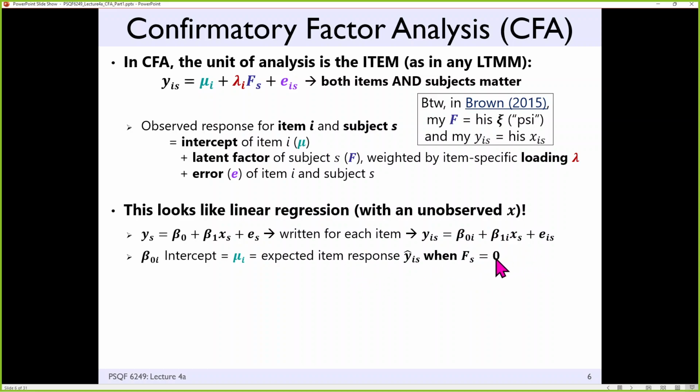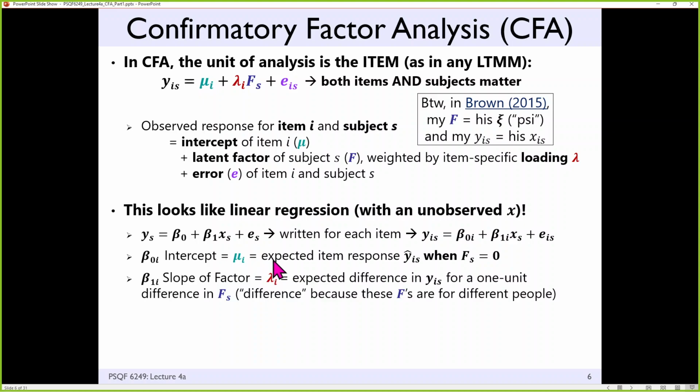Turns out, in most of the models you'll see, we're going to set it so that f has a mean of 0 for this reason. Beta 1 is a slope. It is going to be notated by lambda, but it is still a slope. Slope is the change in y for a 1 unit change in x, right? That's what it's always going to be.